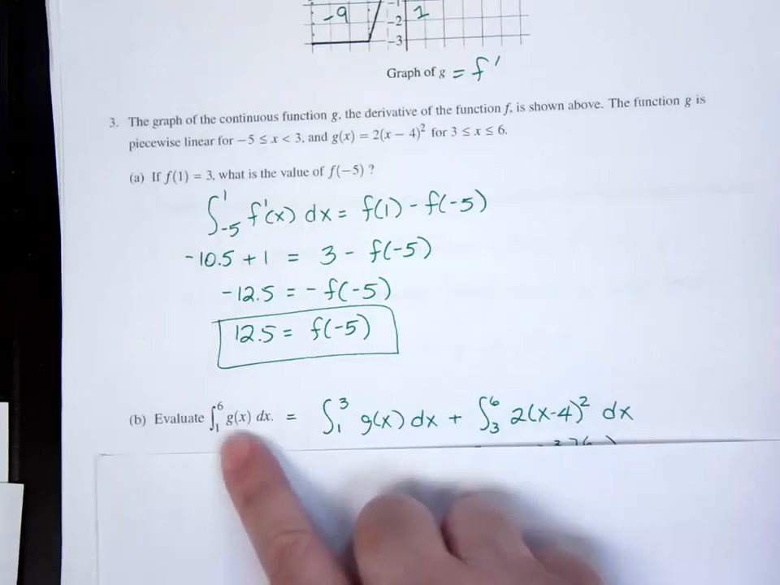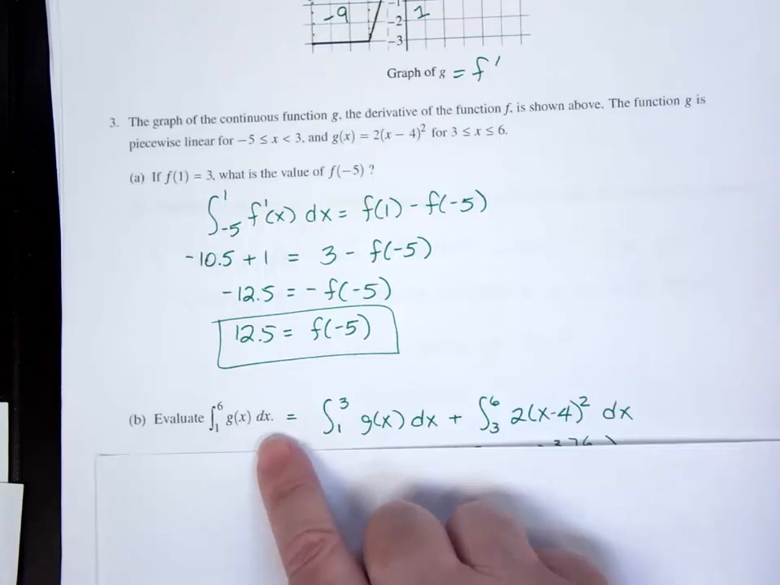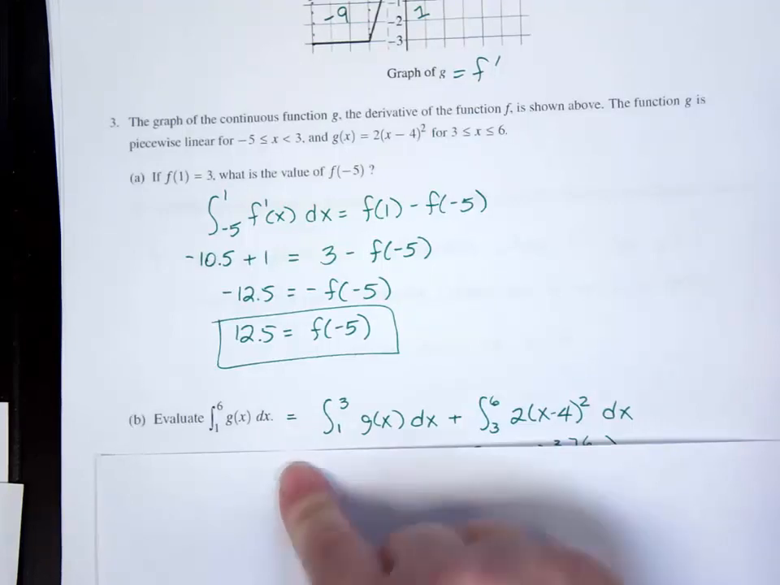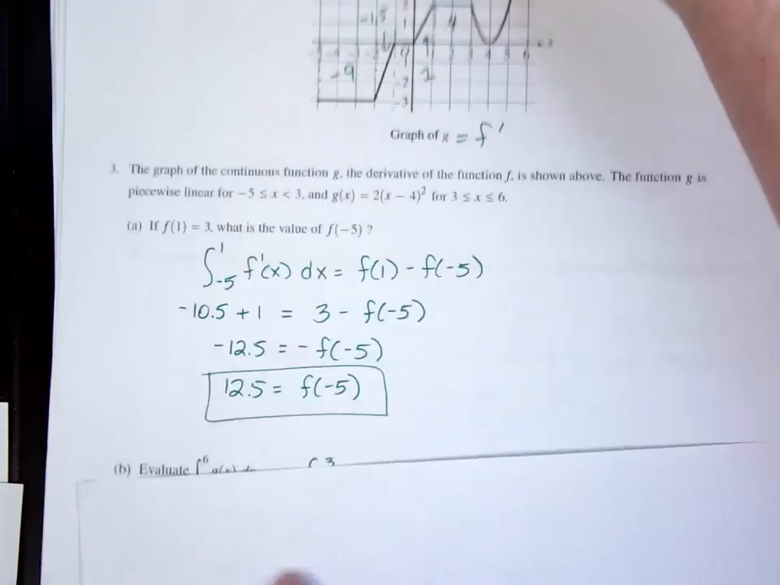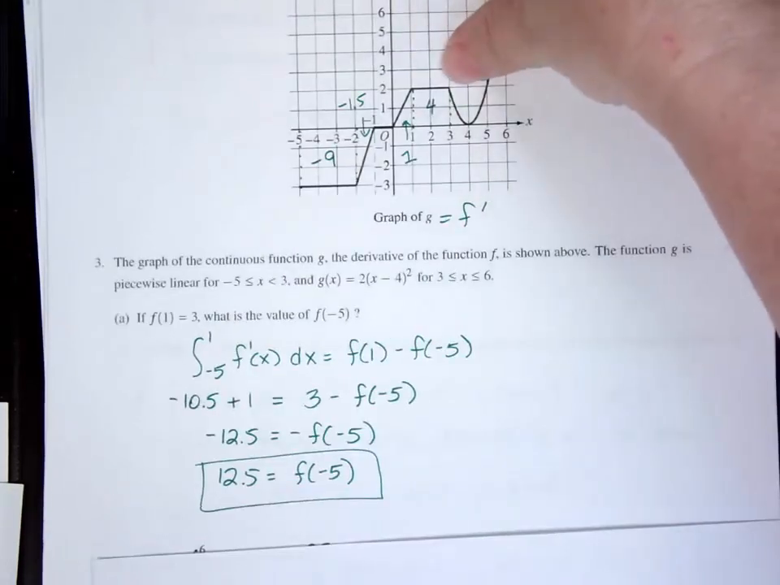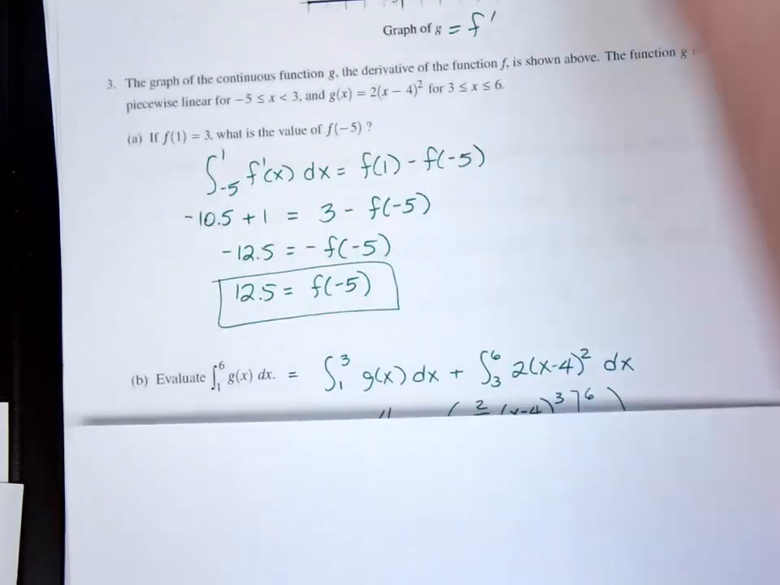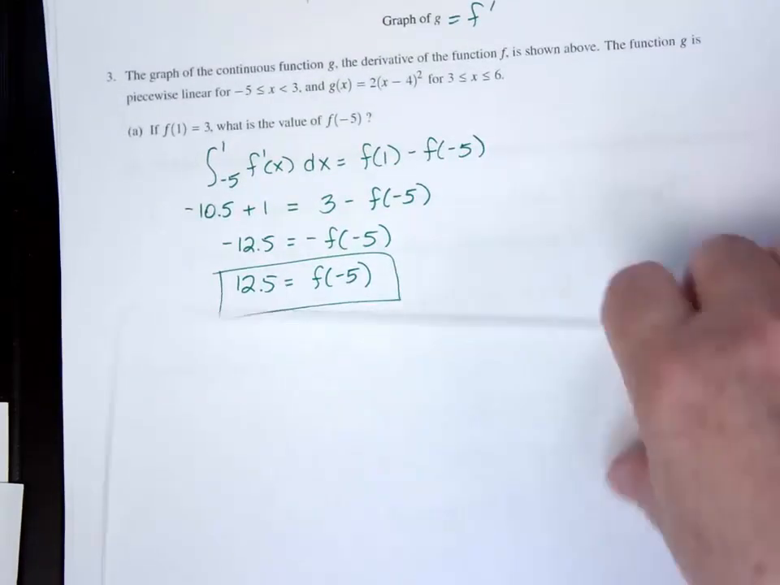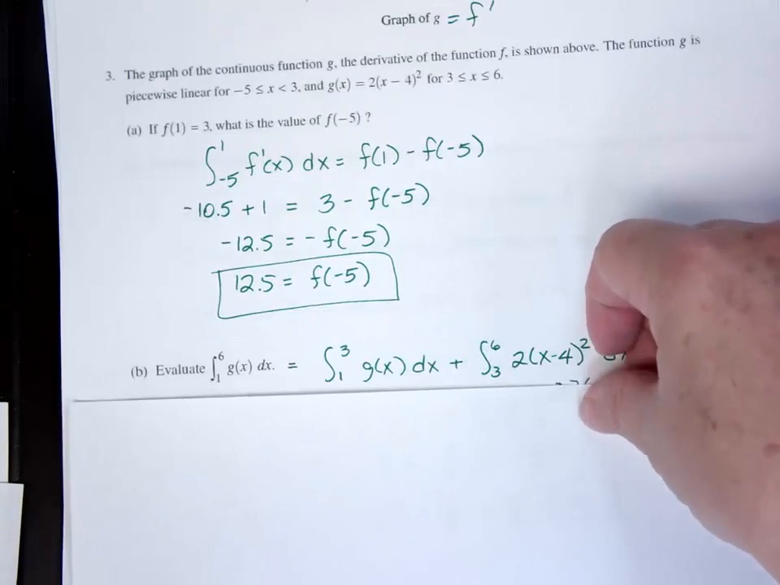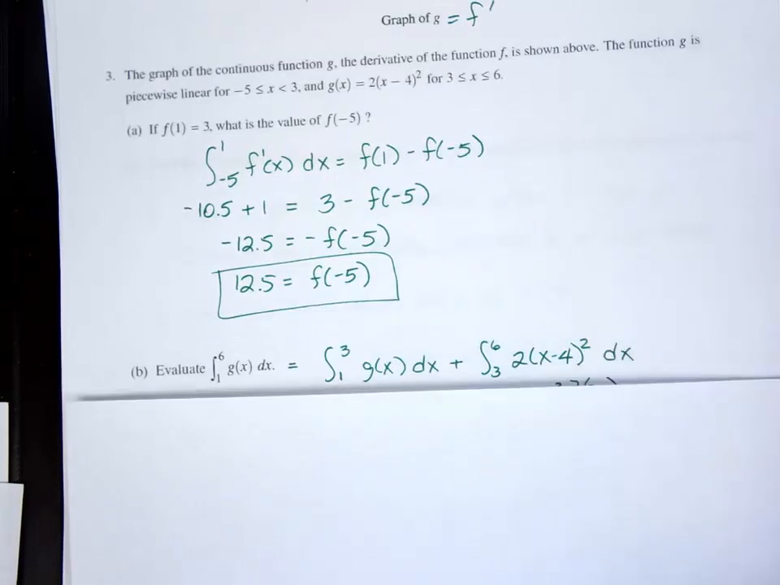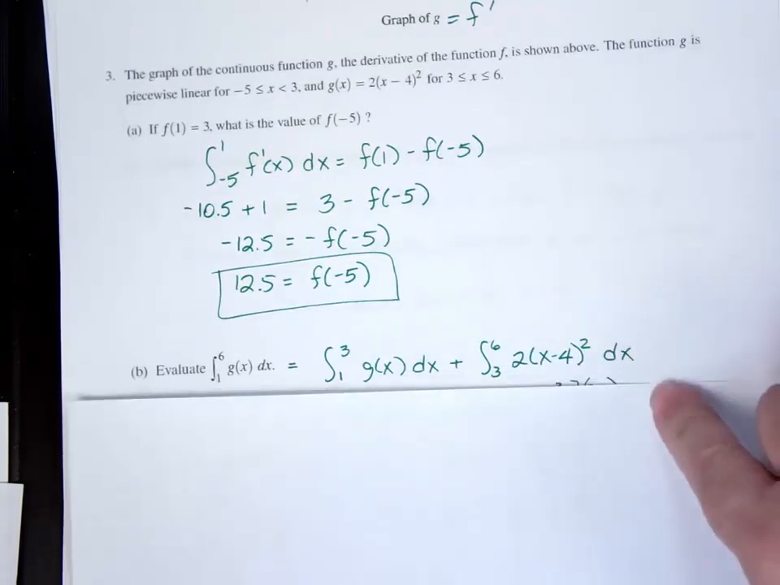So now it says to find the integral from 1 to 6 of g. That means the area under the curve from 1 to 6 of g. Well, 1 to 6, kind of off the page right now, is a square and then a parabola. So we have to break it apart and find the area from 1 to 3 and then the area from 3 to 6, because one is geometric and one is not. So I set it up as two separate problems. 1 to 3 of g, because I don't know the equations for that, and then 3 to 6 of the parabola equation.